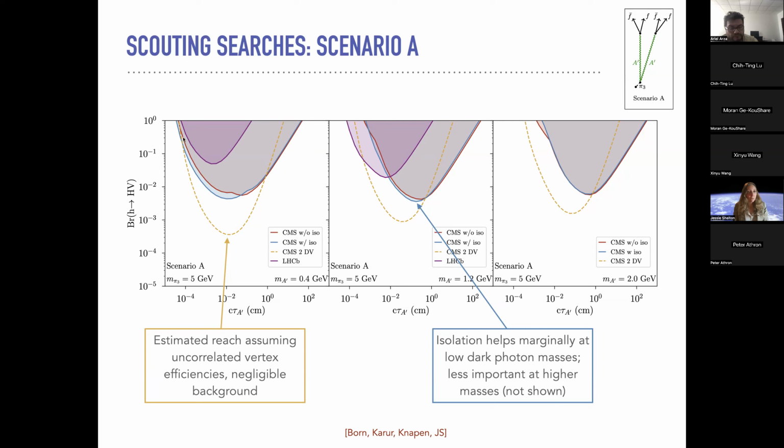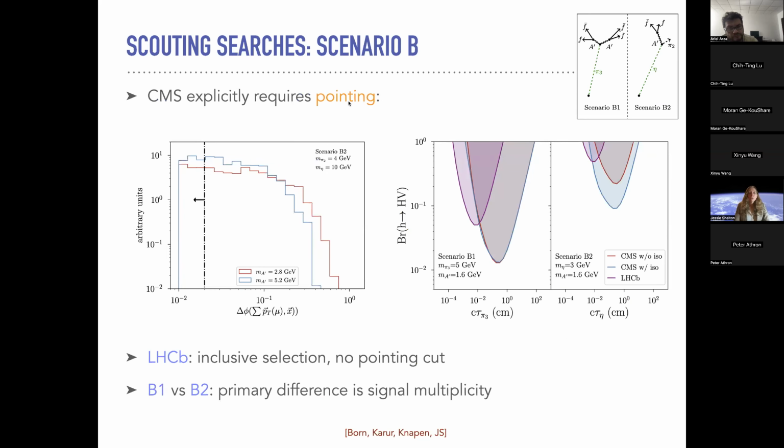There is a new prompt search from CMS that came out after we did this plot that would fill in some region up here in the short lifetime corner. Okay, so in terms of improvements to what these kinds of low mass searches might be able to do, extensions to their analysis, we have a variety of other signals that are not well covered.